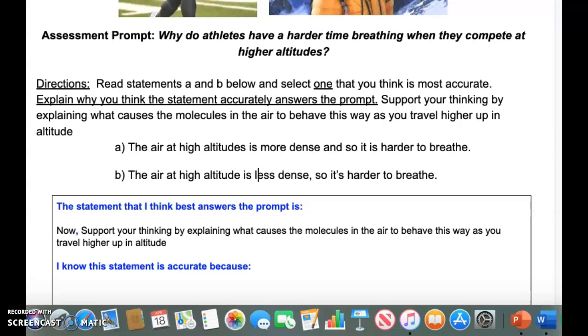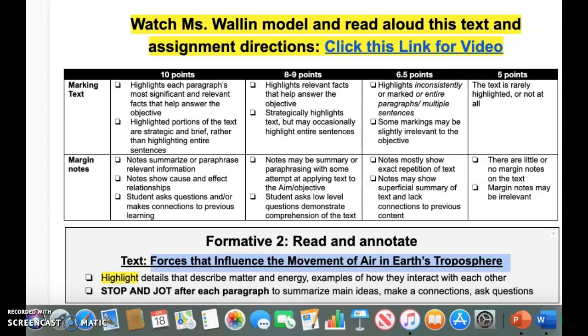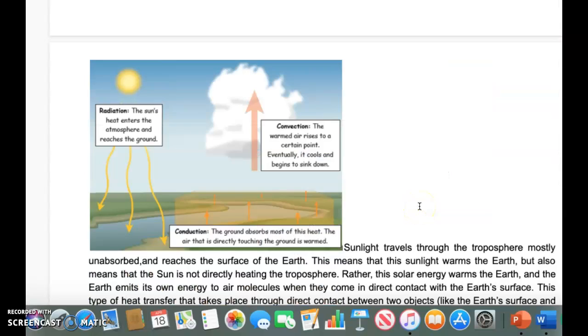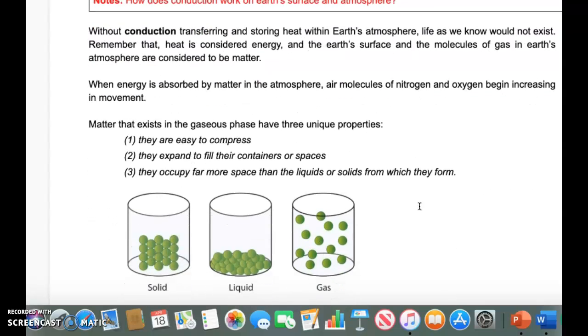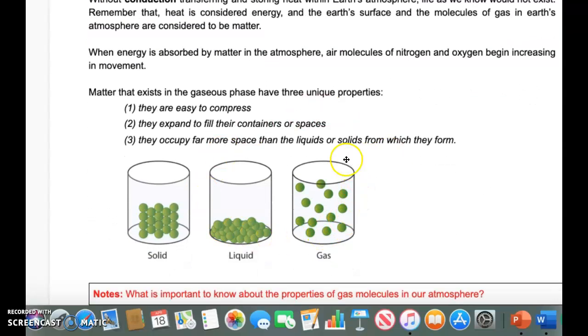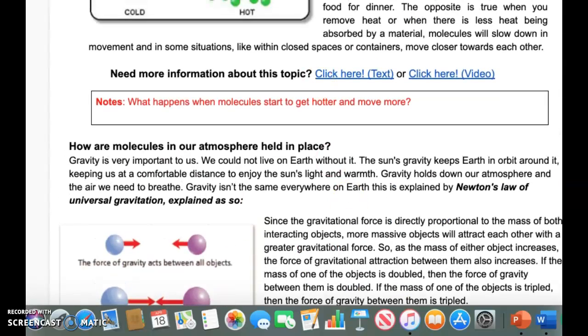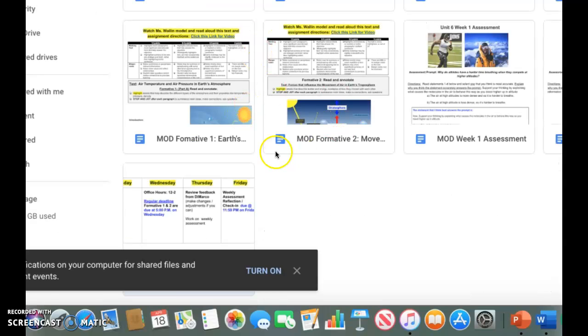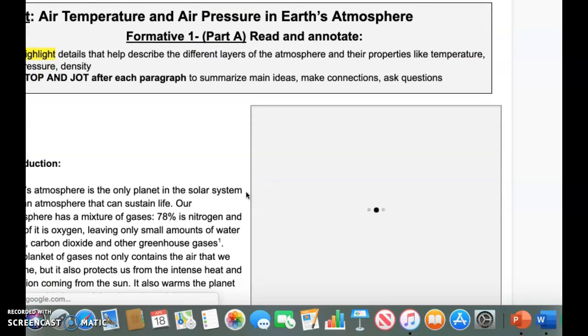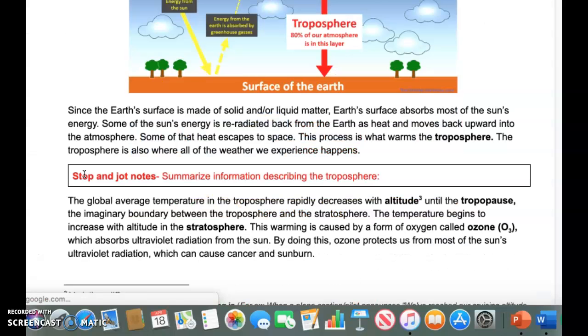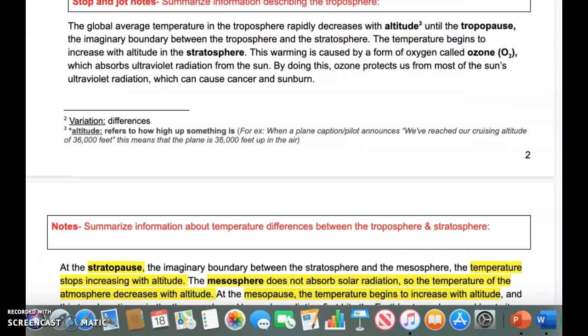So something I would definitely do if you have trouble responding to this is go back to this text where it's talking about molecules and how they behave as you go higher up in altitude. And I would also make sure you go back to this text describing what happens as you go higher up in Earth's atmosphere layers.